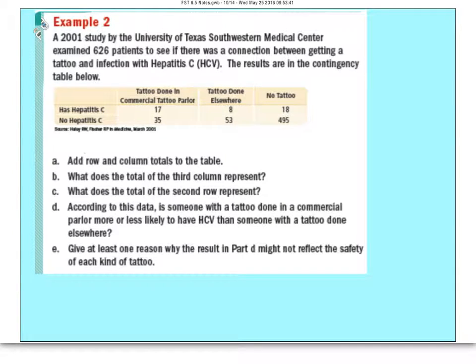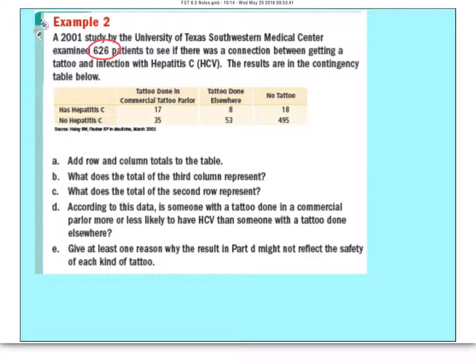Let's switch gears and look at a different topic just for some more practice. In 2001, the University of Texas at Southwestern examined 626 patients to see if there was a connection between getting a tattoo and this infection called hepatitis C. Here's the results in a contingency table.